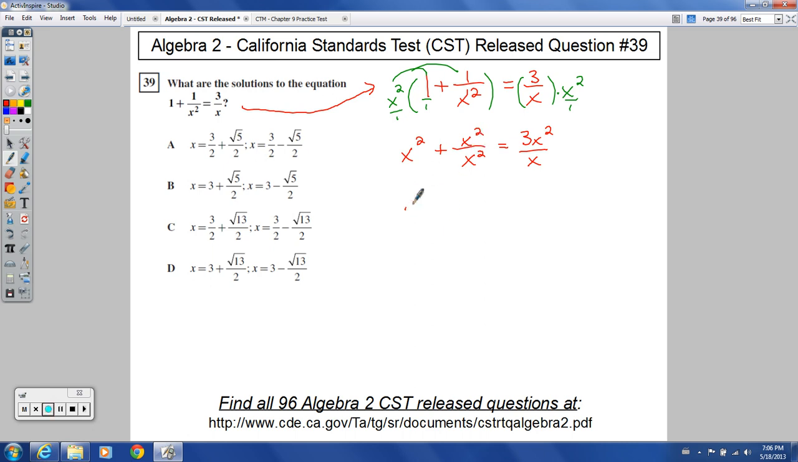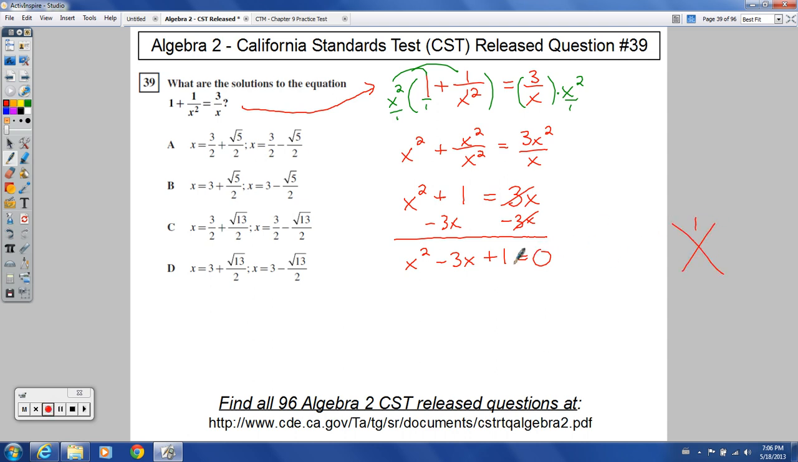From here, I can reduce this down to x squared plus 1 equals 3x, and then I can subtract 3x from both sides, because I want it to look like the standard form for a quadratic equation. I want to have one side equal to 0. So by subtracting 3x, that gets it like that. And from here we could try factoring. I could try factoring right here.